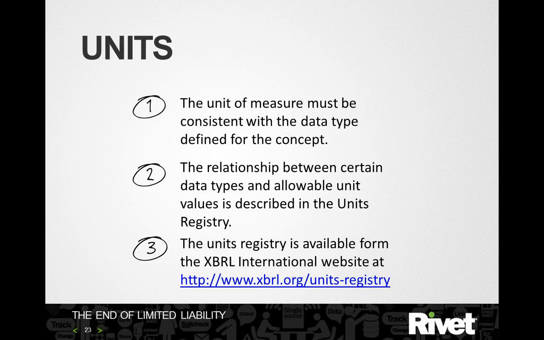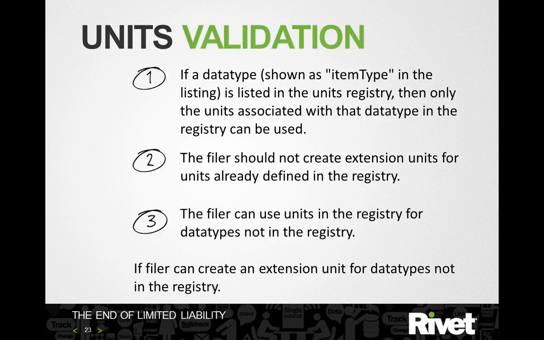The second part that the units registry requires is that the relationship between certain data types and allowable unit values is described in the units registry. So the units registry lists all the units you're allowed to use. If you have something which is a measure of area, you have to use one of the units that is defined in that registry. And finally, the units registry is available on the xbrl.org website, so you can go and have a look at that. So we go to the next slide.